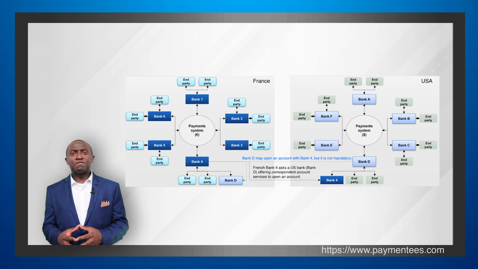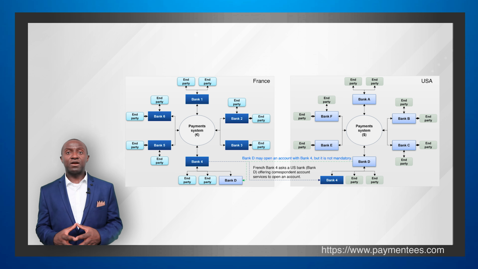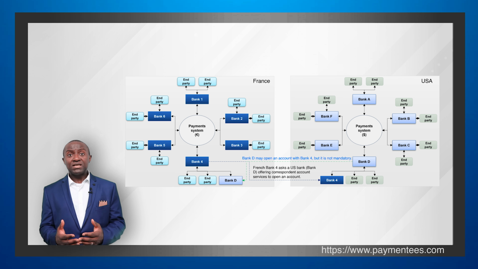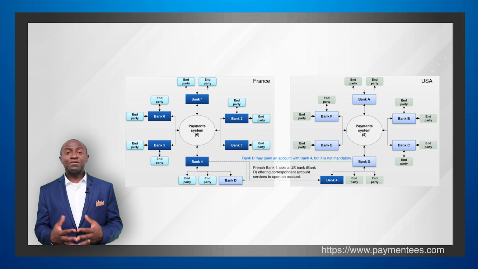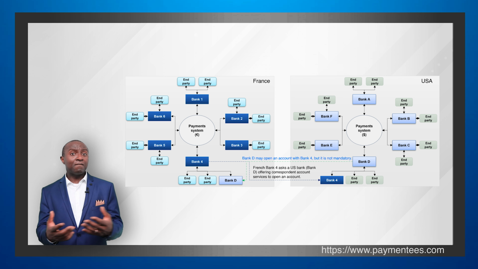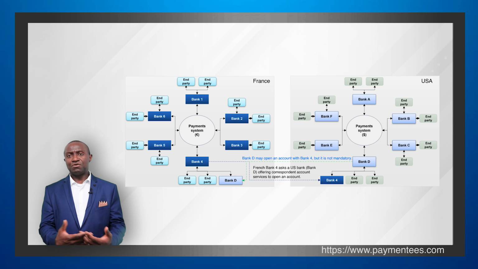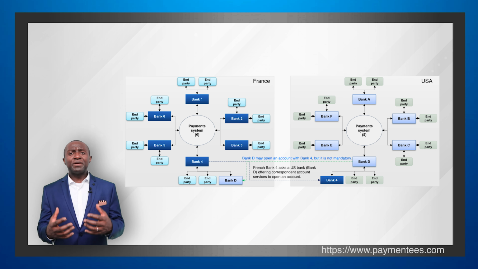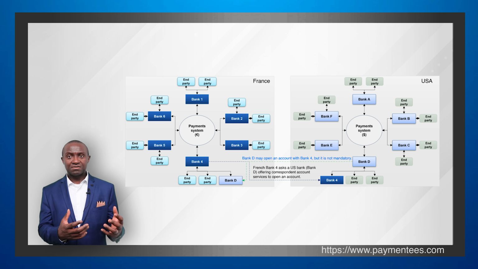The account opened in the foreign country is called a correspondent account. Here, the French bank 4 asked the US bank, the bank D, offering correspondent account services, to open an account. When the account is open, the French bank 4 becomes an end party for bank D, like companies or individuals that have an account with bank D. The French bank can now access the US payment systems through the account it has with bank D. The bank D may also open an account with the bank 4 in France, but it is not mandatory.